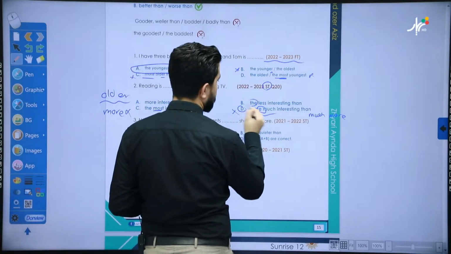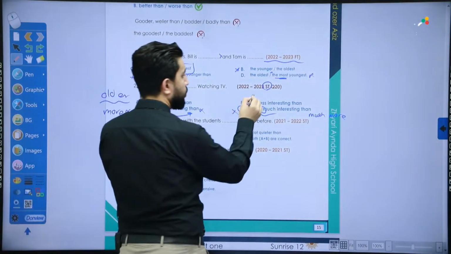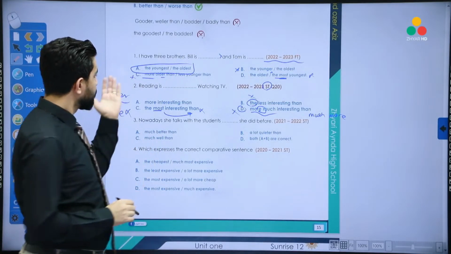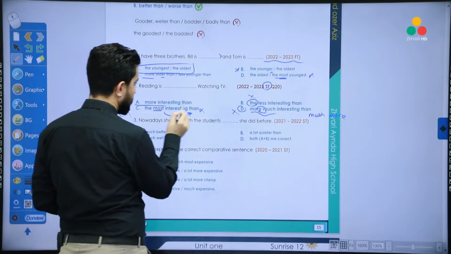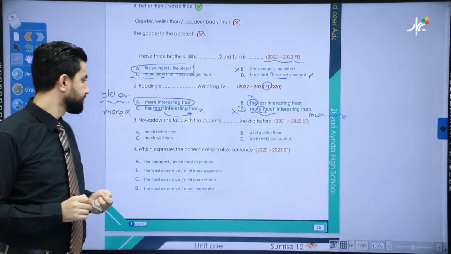The less. Do we use the less? Do we use the in English? The less? No. We don't use the when it comes to comparative. So in this case, reading is more interesting than watching TV. This one is the right answer. Okay, we use it like this.